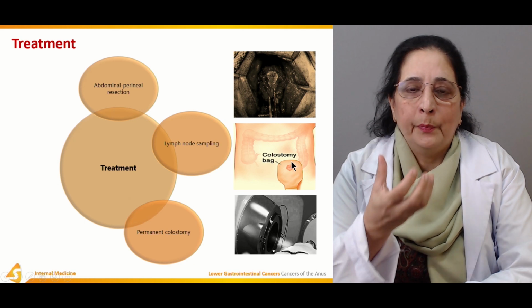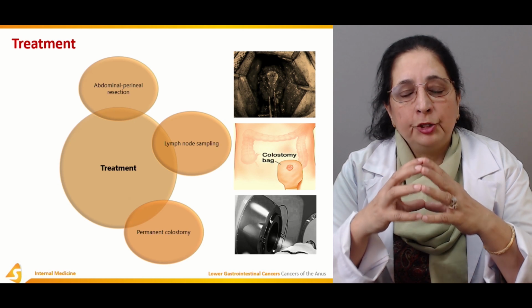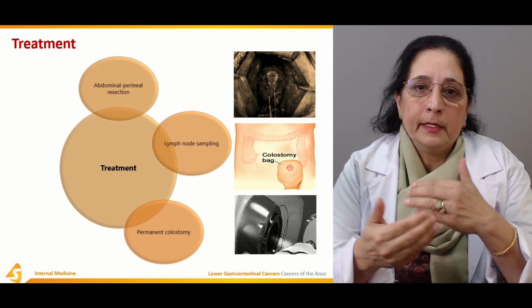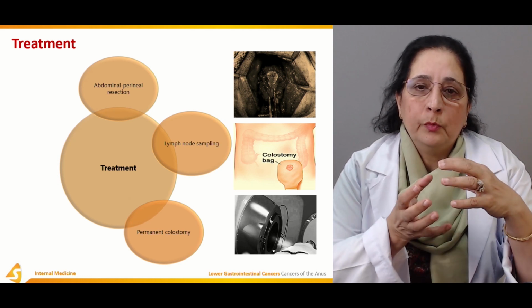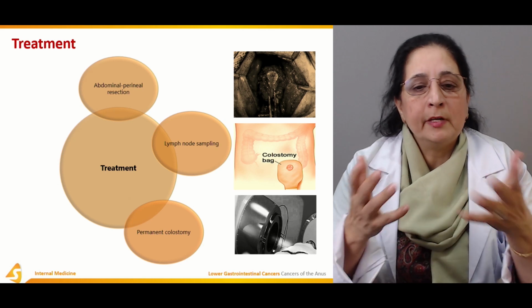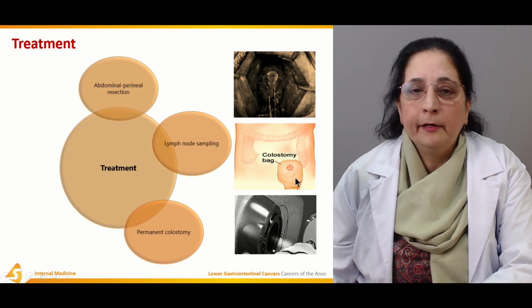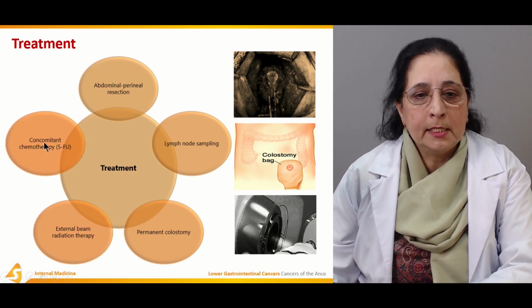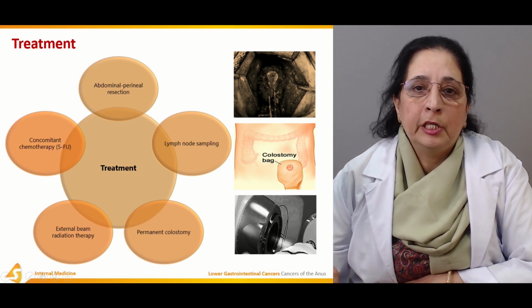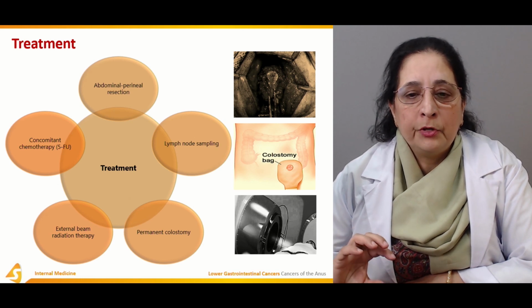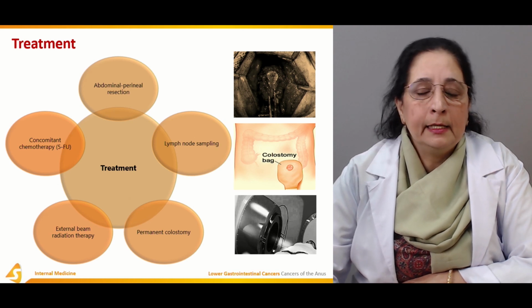Ostomy is the opening or the hole. Colo is for the colon. So this bag is attached to the colon. So the fecal matter is collected directly in the bag, and because of the tumor, anus and the rectum may be resected or removed. External beam radiation therapy, concomitant chemotherapy, and the drug commonly used as a chemotherapeutic drug is 5-fluorouracil. So these are all the treatment options for the rectal anal cancer.